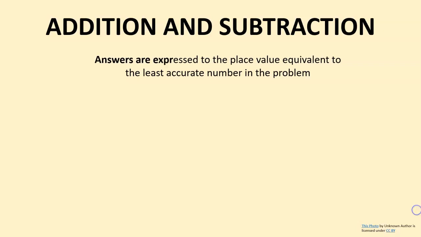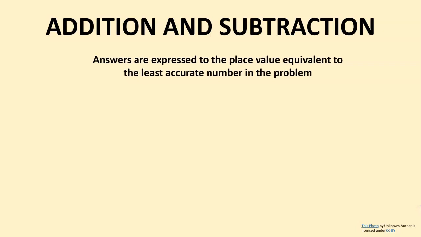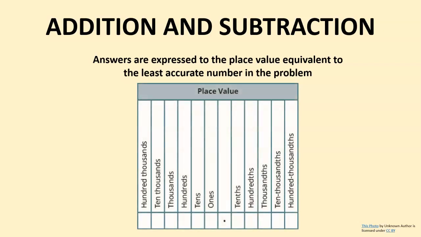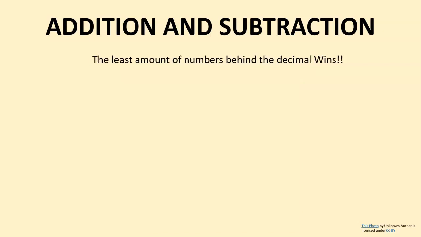So the first thing we want to remember is that for addition and subtraction, the answers are expressed to the place value equivalent to the least accurate number in the problem. Now here's a little quick reference chart that I wanted to give you. You can see the decimal right there in the center. If you move to the right, you have below a whole number, it's going to be a point number, and then move to the left, and those are going to be whole number values. So we're going to be studying really what's on the right of that decimal here.